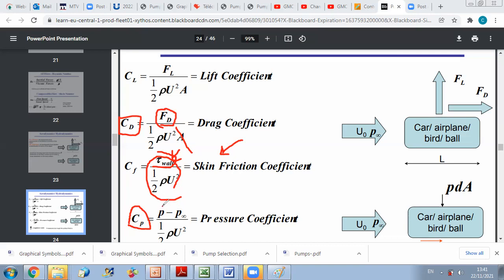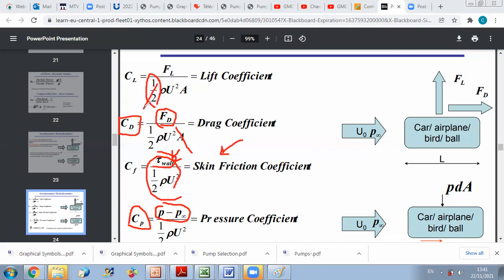So this can be done by doing P minus P infinity. And the unit of P minus P infinity is the same as shear. This is why the denominator will be common here. So to get a dimensionless group, you should divide by half rho u square. Now, why half? You can tell me why half. I can just put rho u square.